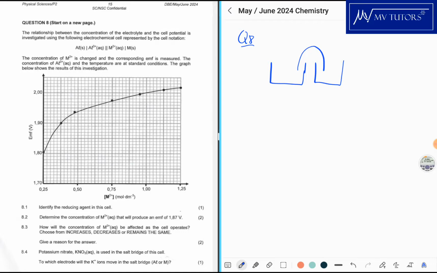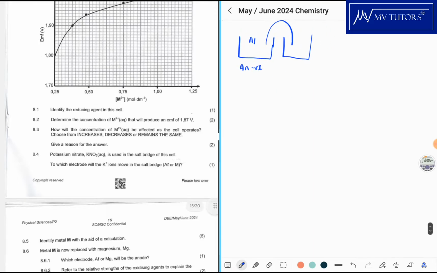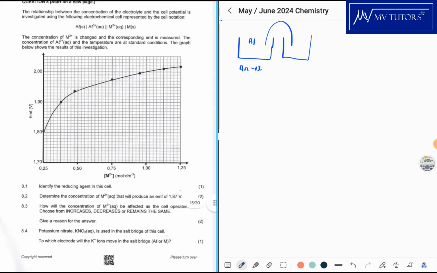But anyway, we can see that aluminium is the anode. So we would have the aluminium in here, and at the anode, that's where oxidation occurs. And then we have this metal. We don't know what it is. It's M. I almost said it's magnesium, but it's just M. So we have M this side. It is being reduced, so that is at the cathode.